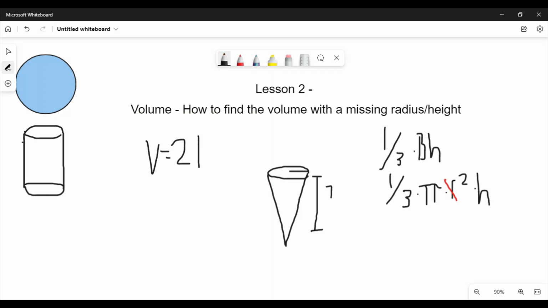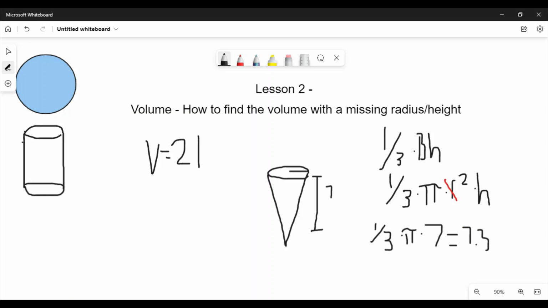So we get 1/3 times pi times h, and we multiply that. We know that the h is 7, so we multiply it by 7. And when we put that in the calculator, it's 1 divided by 3 times 3.14 in this case, because I'm using 3.14, times 7. And I get 7.3 rounded to the tenths place, 7.3.